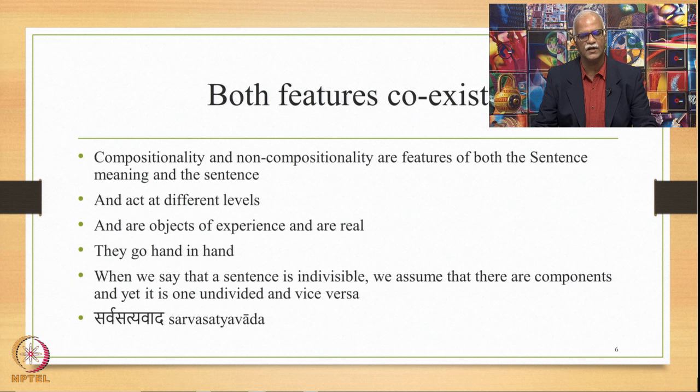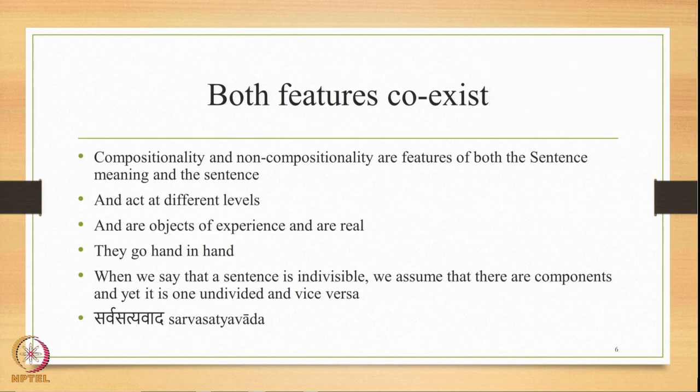When we say that a sentence is indivisible, we assume that there are components and yet it is one undivided. Similarly, when we say that the sentence is divisible, we assume that there are no components. In fact, there is only one whole, but that can be divided, and so on and so forth. So the theory of Sarva Satyavada is propounded and explains both these features and explains the coexistence of both these features of compositionality, sakhandatva, and non-compositionality, akhandatva. Sarva Satyavada. The sutra is Sarva Satyavada Siddhantaha.